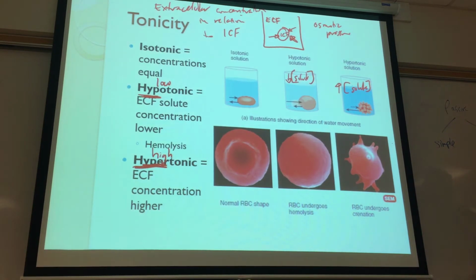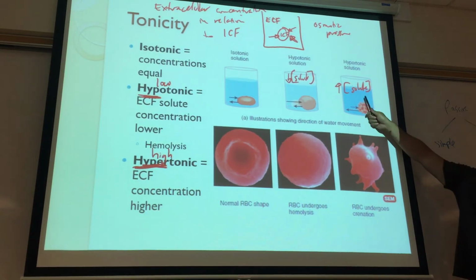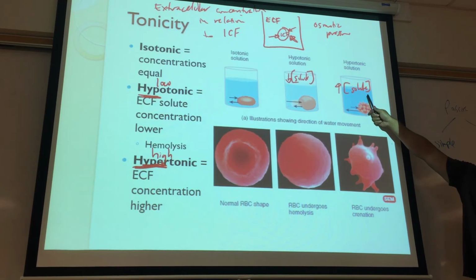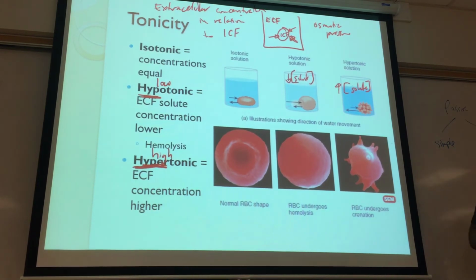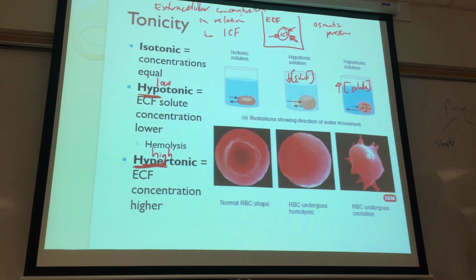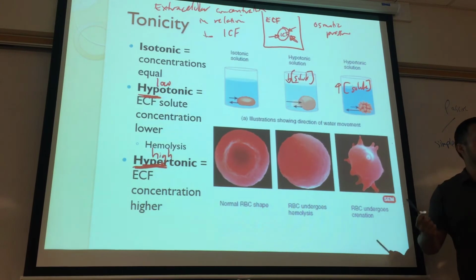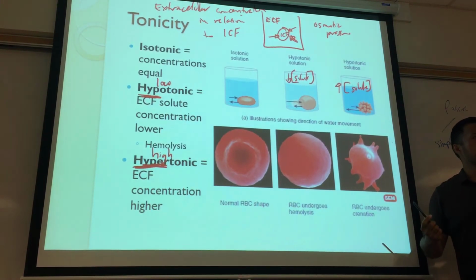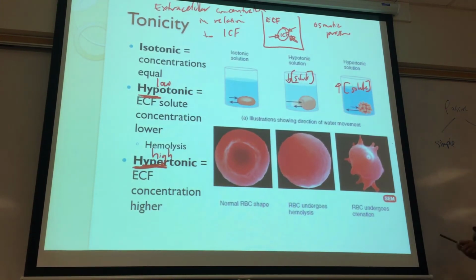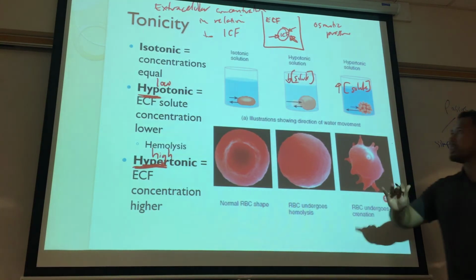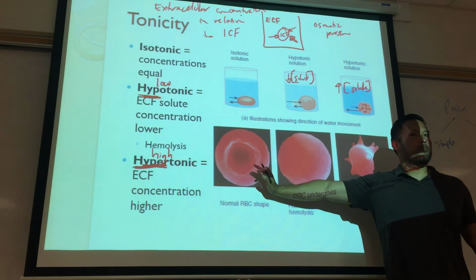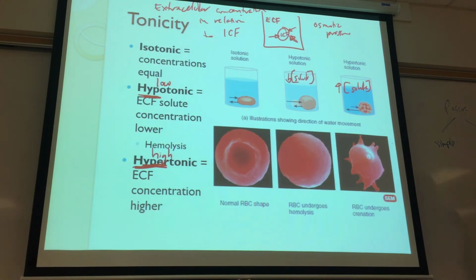Now take the exact opposite. Put yourself in a hypertonic solution. Take a goldfish and put it in salt water. And what happens? Water wants to leave the cell, and the cells start to shrink. So that's obviously not good either. We want a balance, and that balance is isotonicity. We want a balance on both sides.